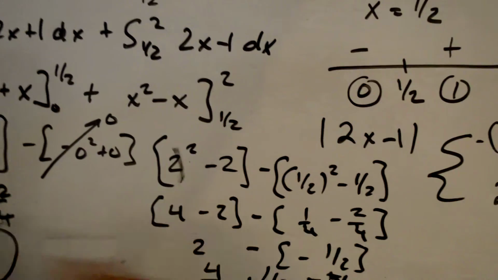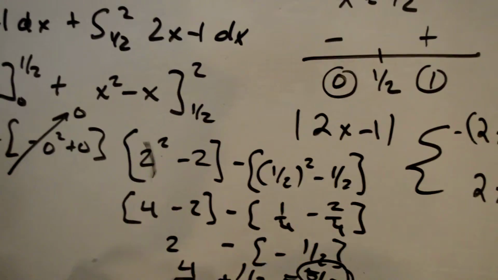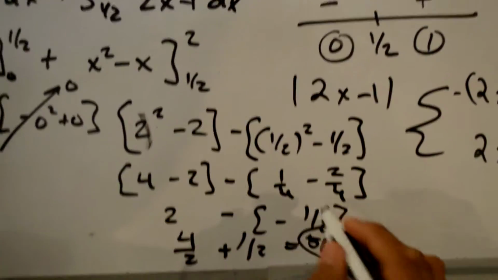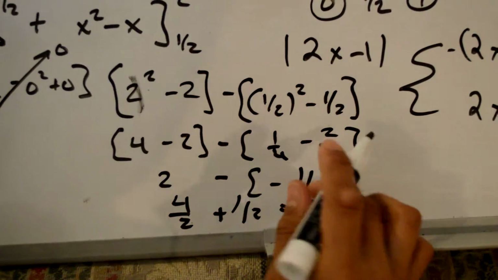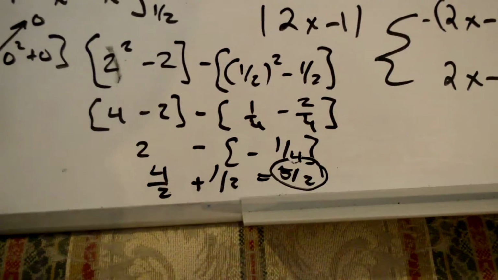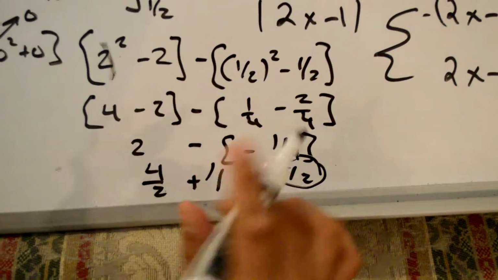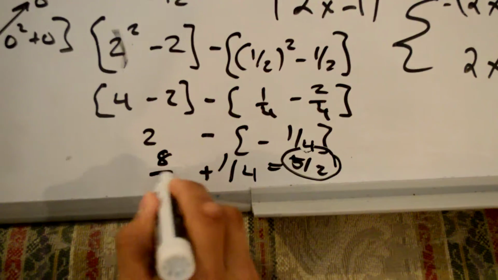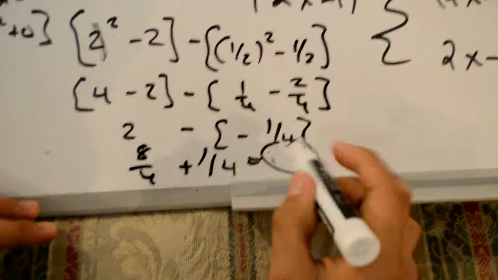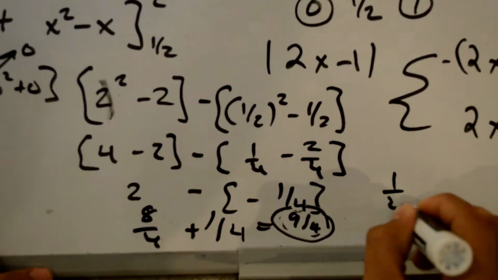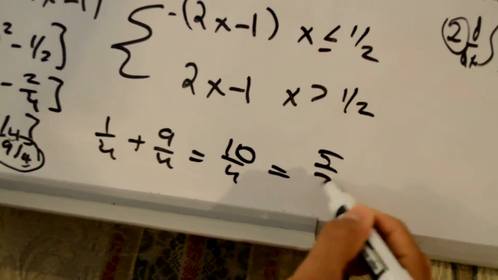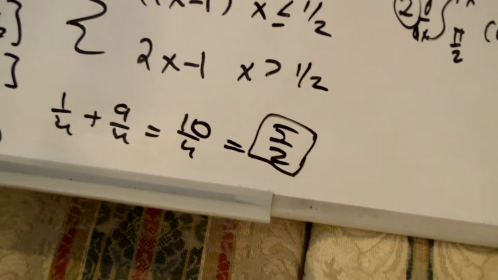But we have to add it to these two. 1/4 minus 2/4 is not 1/2. It's negative 1/4. Sorry. All right, 8/4. So this will be 9/4. So now we have to add these two together. So 1/4 plus 9/4 is equal to 10/4, which is equal to 5 halves. So then that's our answer.